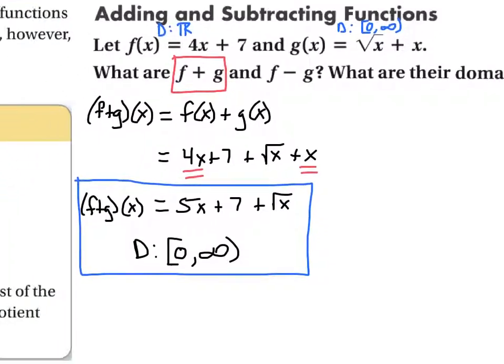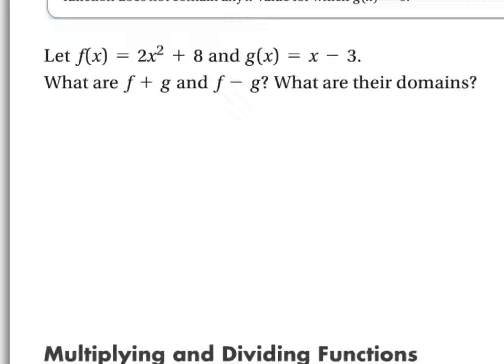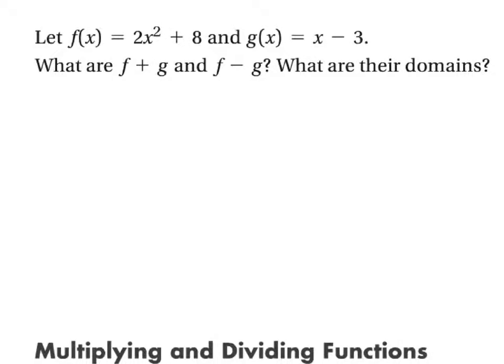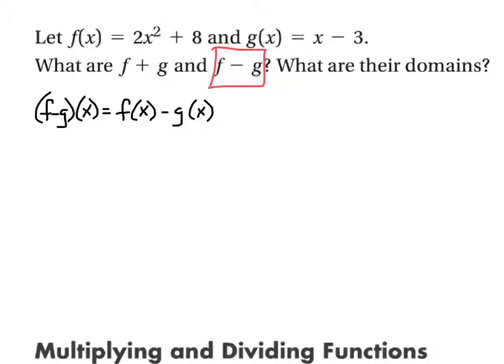Let's look at another example. So here we will just do the subtraction one. We have our two functions f and g. If I am subtracting, then that means I have my f of x function minus my g of x function. So the f of x function is 2x squared plus 8, but I am subtracting an entire quantity. I've got to be careful. I have to put parentheses around that to show that I'm subtracting the entire quantity, x minus 3, which is my g of x function.